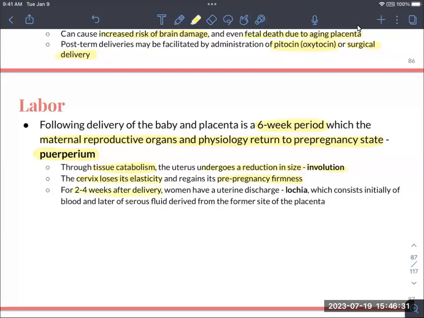2 to 4 weeks after delivery, women tend to have a discharge from the uterus. Lochia. It's usually some blood, and then there's some serous fluid, and it's coming from where that placenta was once attached.